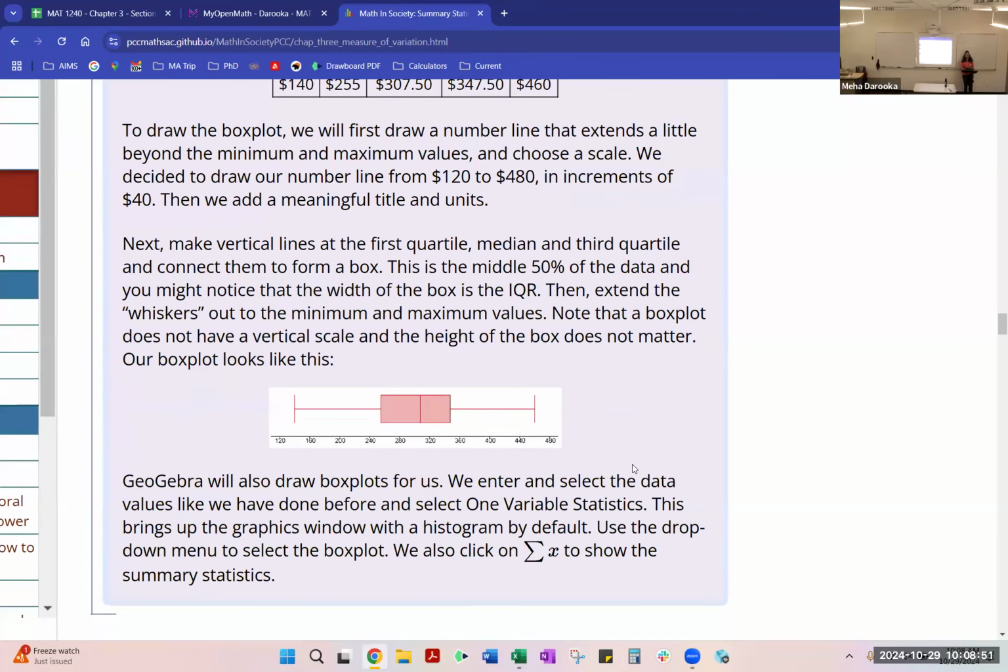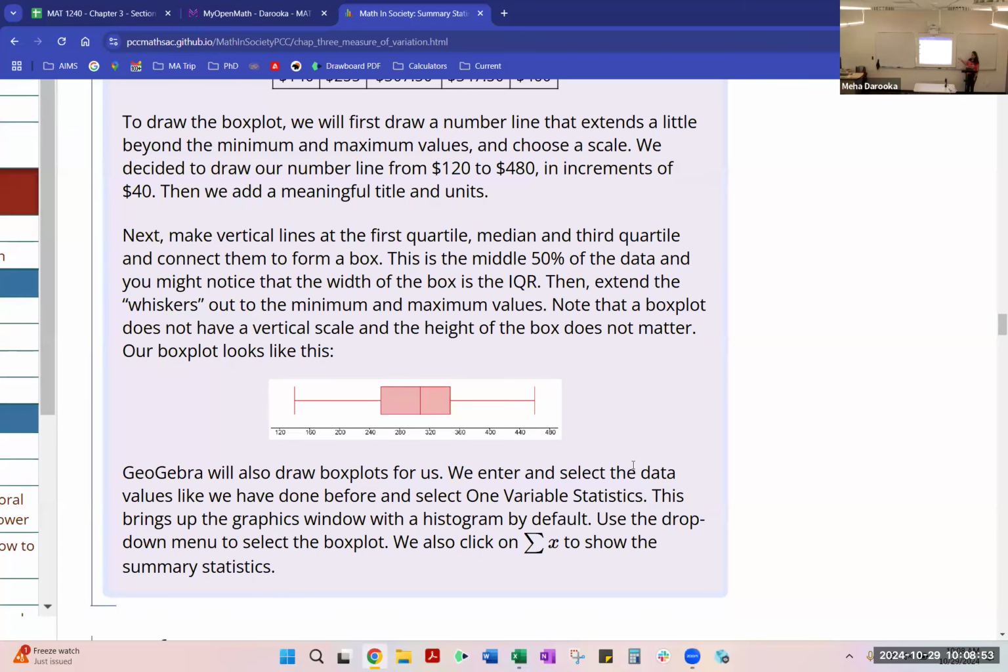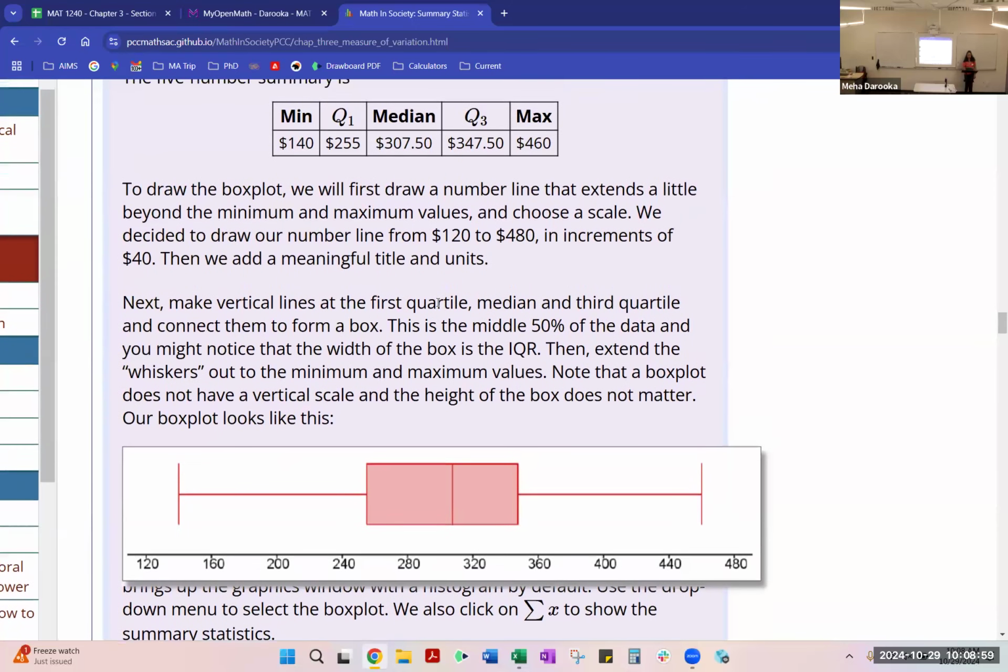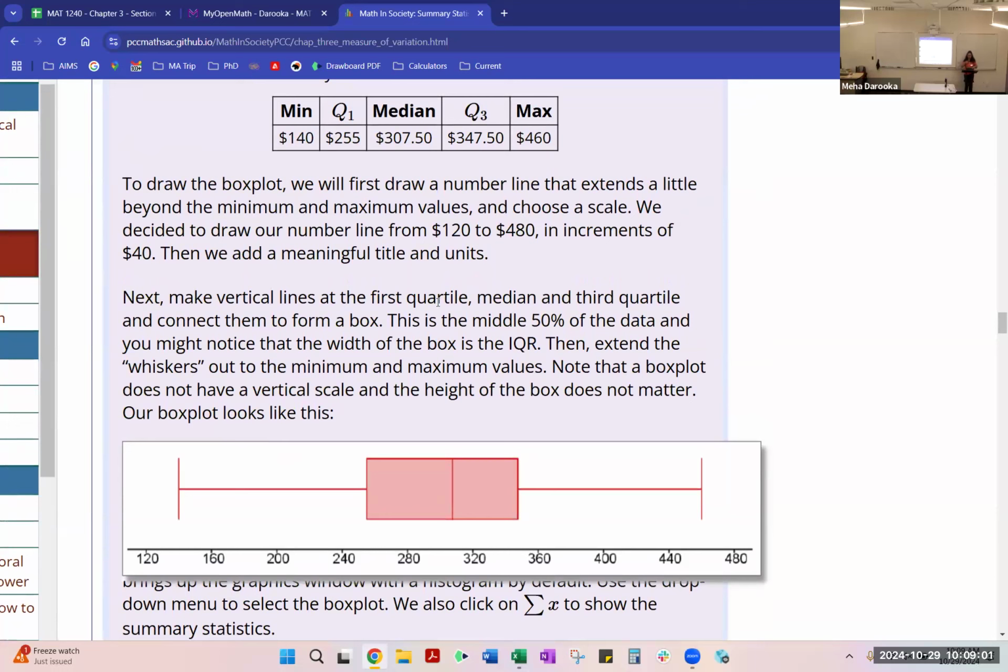So this is what a box plot looks like. It literally is a box, right? So not a very inventive name. But if you love boxes, there's nothing wrong with a box. So this is how we come up with a box plot.